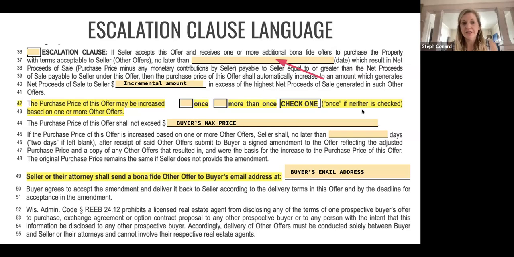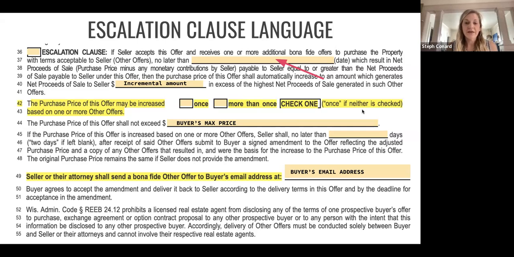In our traditional escalation clause language, before we started using this addendum AC, we only allowed the ability to have it increased once. There were other escalation clauses out there showing that the purchase price could be escalated more than once. Because of that, the authors of this addendum AC decided to give buyers the choice.